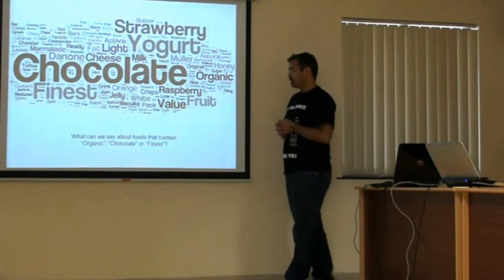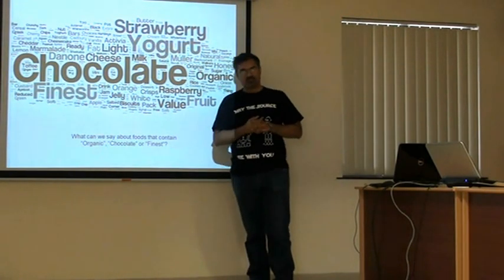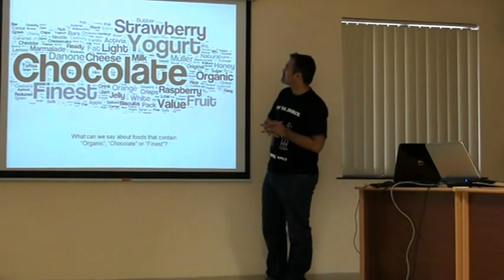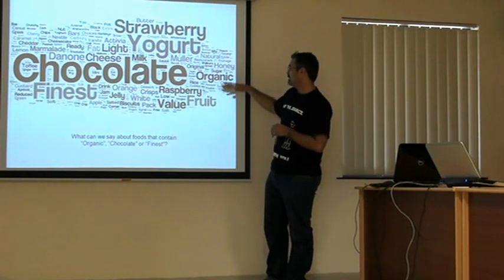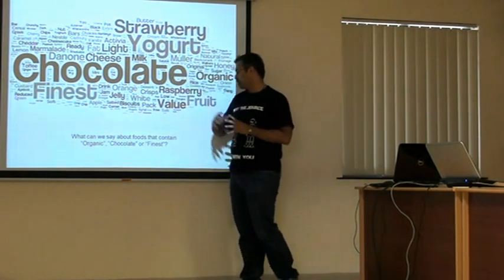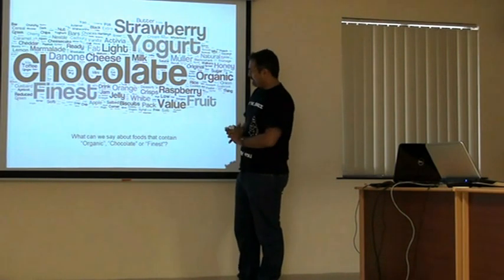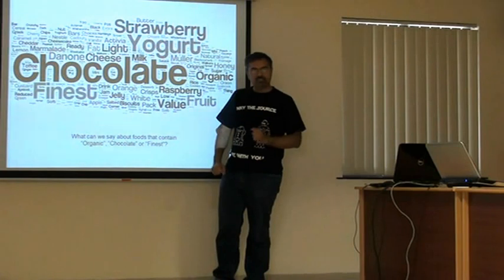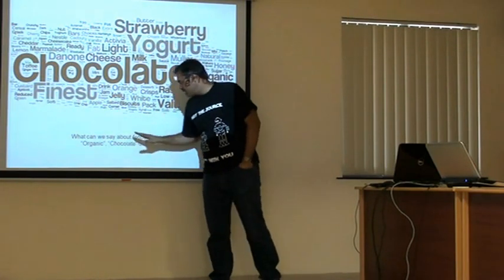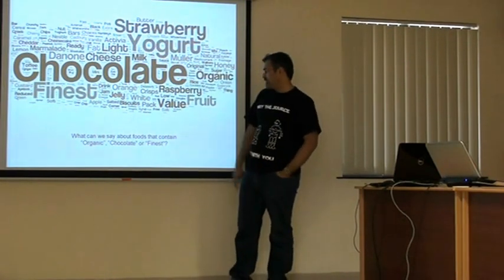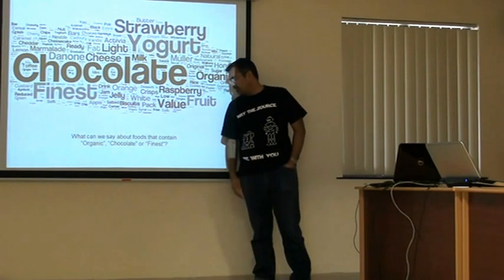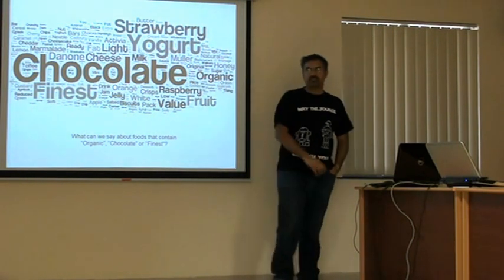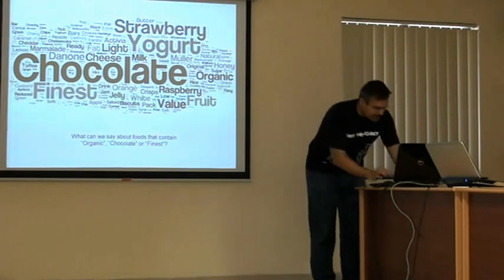These are the words that occur most frequently out of the full list of products. There's lots of chocolate, there's a fair bit of strawberry and yogurt, fair bit of organic, there's a fair bit of finest. So let's take these three words, and feel free to pick any word, we just do this analysis now, which is trying to find out what can we say about foods that contain the words organic, chocolate, or finest from their calorific rate. Let's see how we do that.